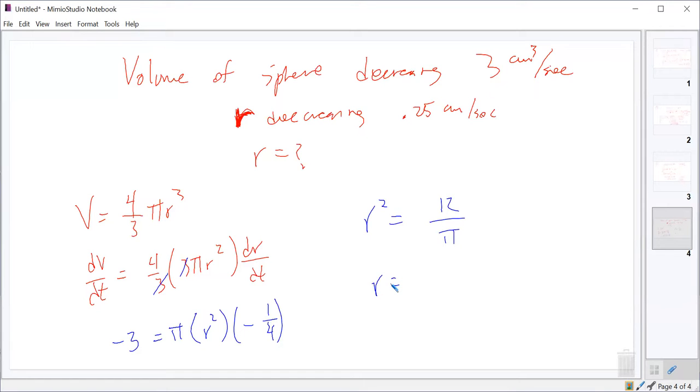whatever the square root of 12 over pi is, which, I don't know, I don't have the answer in front of me, but one of those things must be the square root of 12 over pi. E is the square root of 12 over pi. That make sense? Cool. Other questions that people have in general?